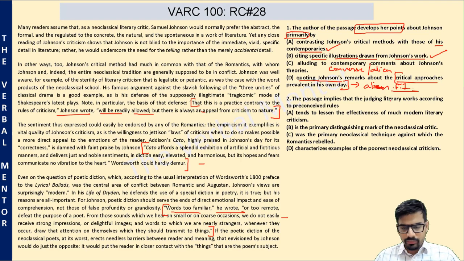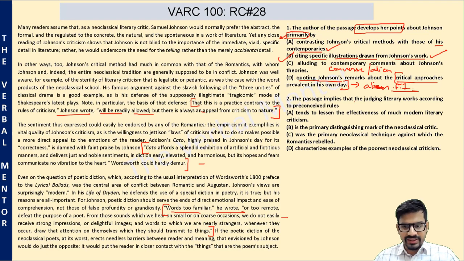So it's between A and B, and as discussed earlier, option B is a better choice because the primary focus is Johnson, and in the course of discussion about Johnson, the author does mention neoclassical critics, romantics, etc., but they are not the main character of this passage.